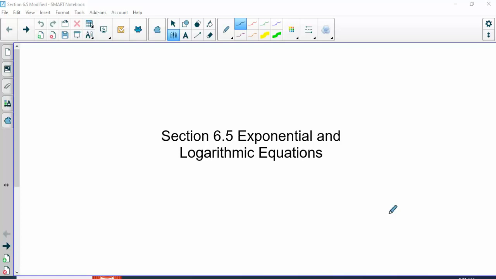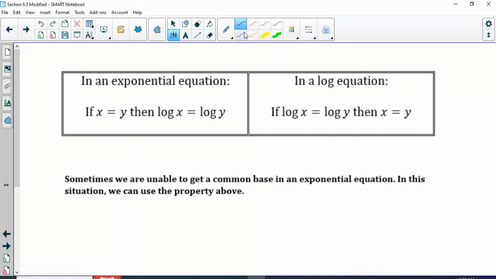So sometimes it's not possible to get a common base. You know, if I said 2 to the x equals 3 to the x minus 1, you cannot get a common base between 2 and 3. So we need another strategy. What we have been doing with the common base, once we had it, we could drop those bases.